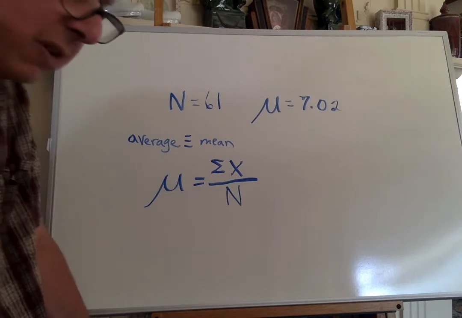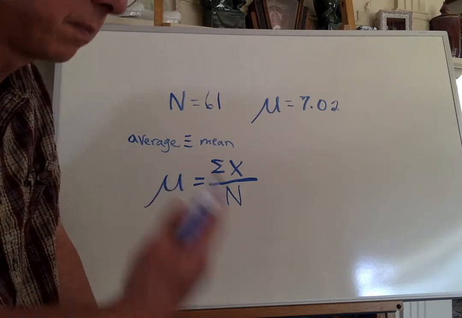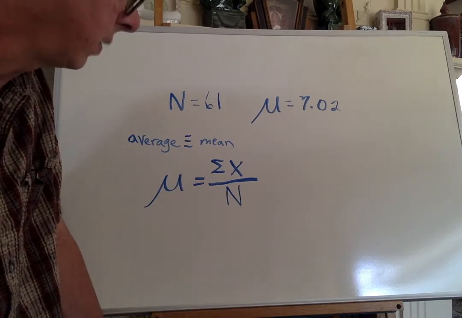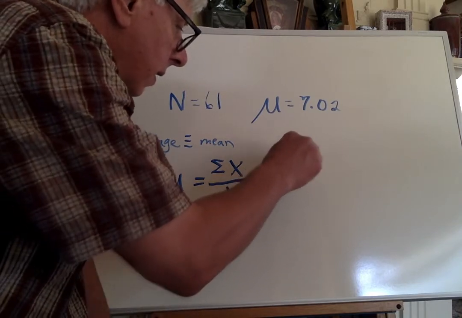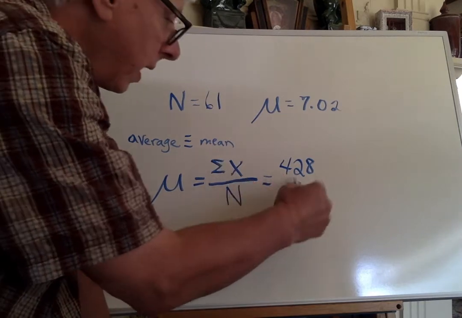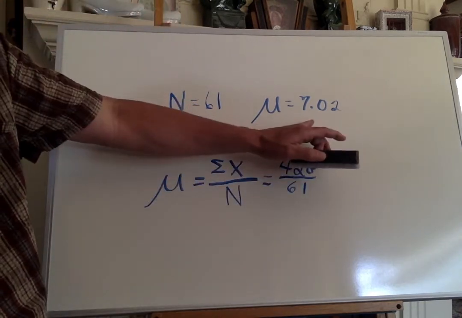Could we get an average of 75 if all the scores were in the 70s? Of course you can, okay? So it's very weird. I mean, in our case here for our data set, as long as the total for the scores is 428, we're going to get this average.